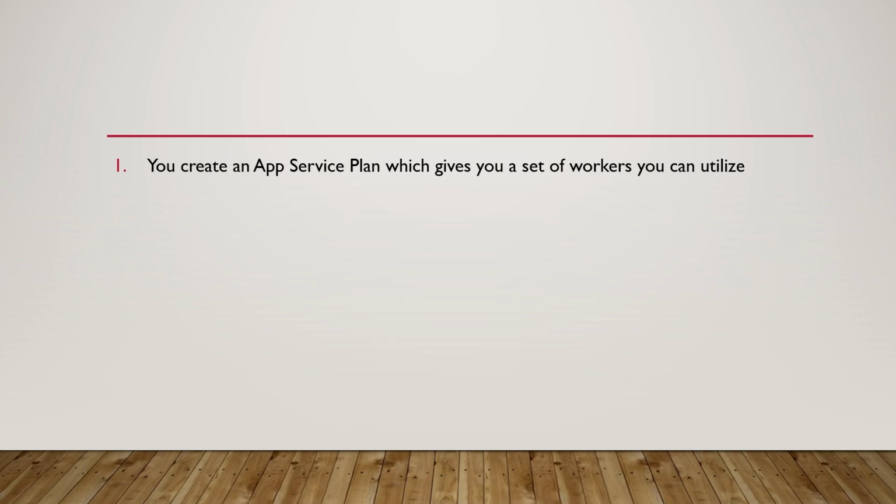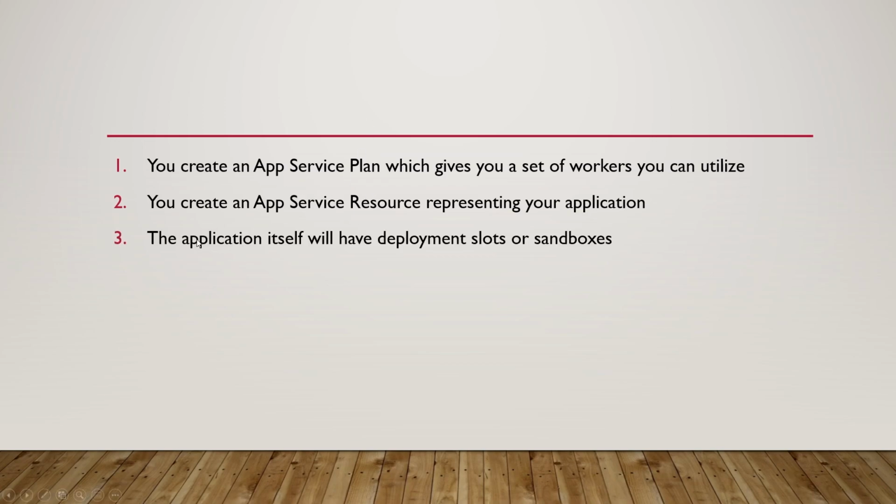And to summarize this in a slide, you first create an App Service Plan, which gives you that environment with the set of workers or VMs and load balancers, which are again things that you don't see or manage, that you can utilize. Then you create an Azure App Service resource representing your specific application that lives inside that App Service Plan. And then the application itself, or the Azure App Service resource itself, will have deployment slots or sandboxes. And last but not least, that application with the deployment slot will run on all the workers, again to leverage the power of all of these workers.